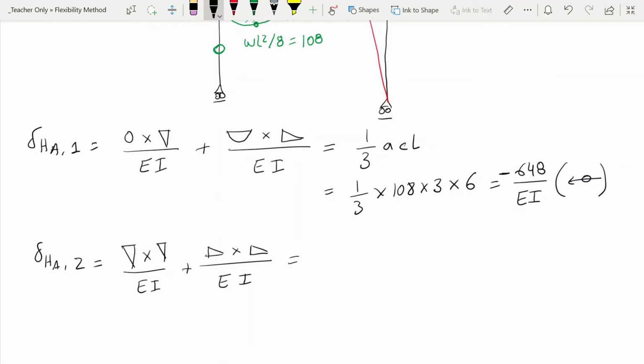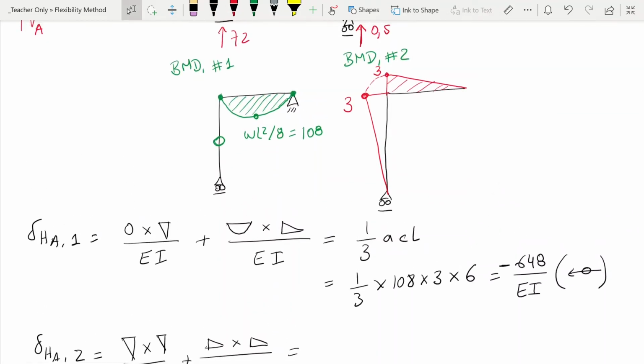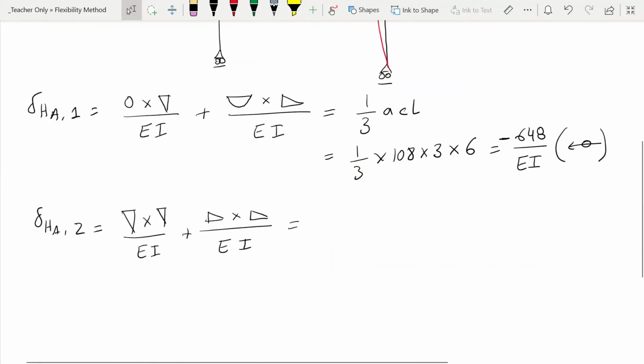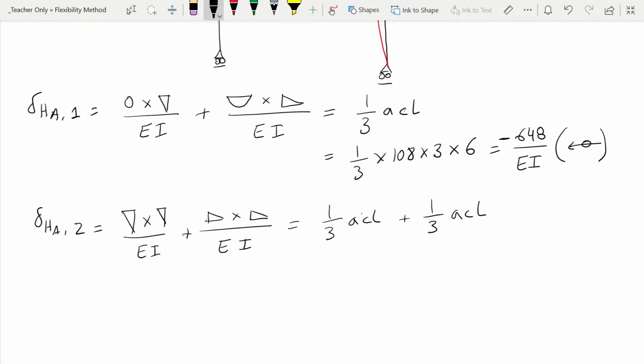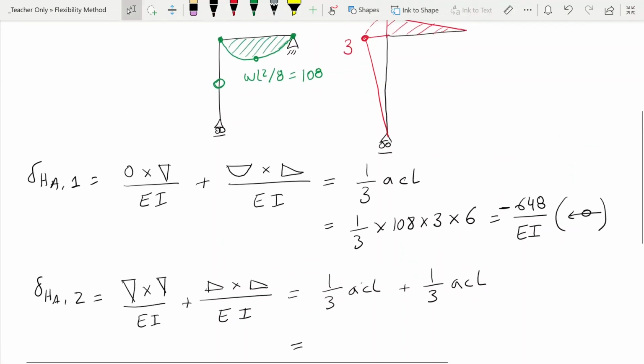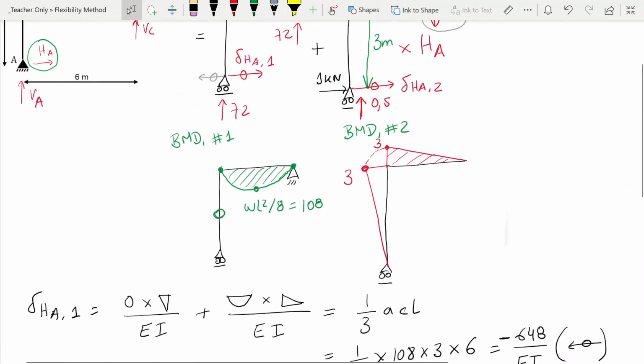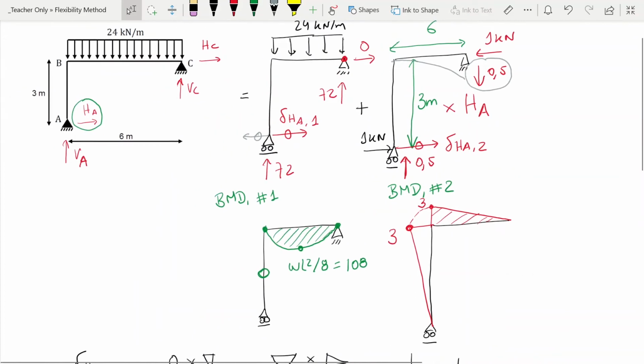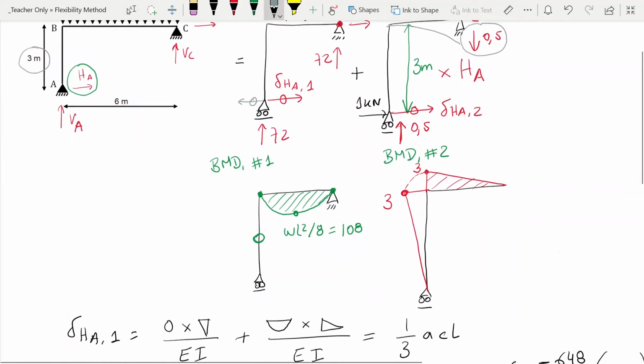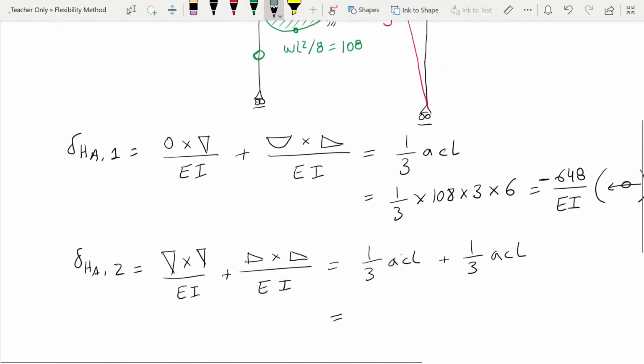In this case, both cases will be positive because we're multiplying the diagram by itself, which means they are on the same side. So in this case, we're going to have also 1/3 ACL, so for both triangles, but we need just to pay attention to apply this correctly. So for the columns, both A and C are 3, and the length is also 3. We can see in the problem over there. And then for the other triangle is 3 times 3 and now times 6.